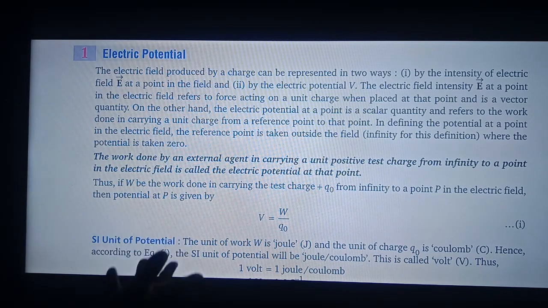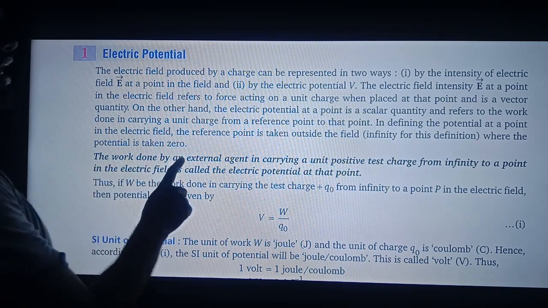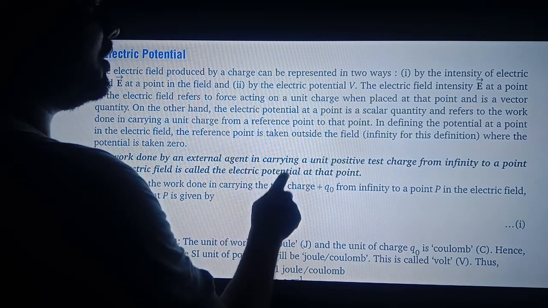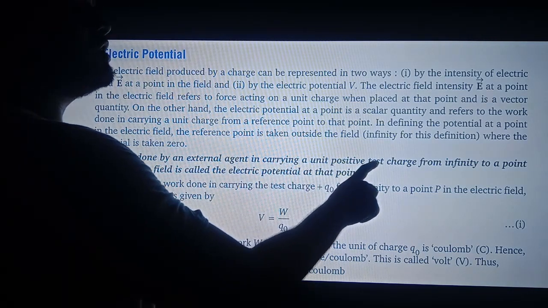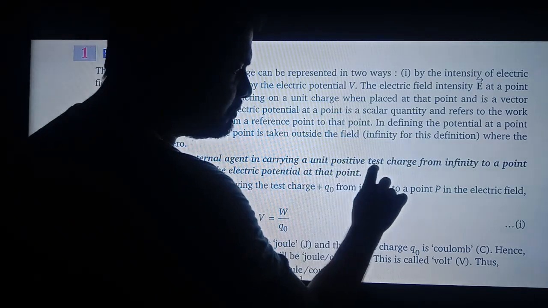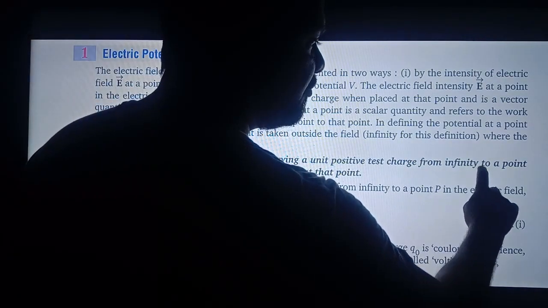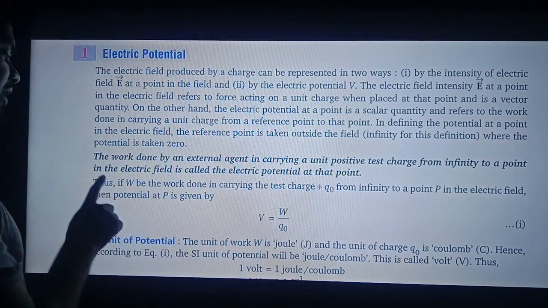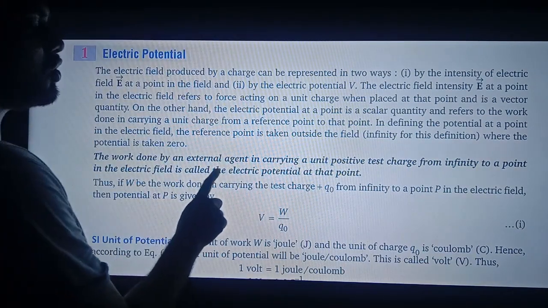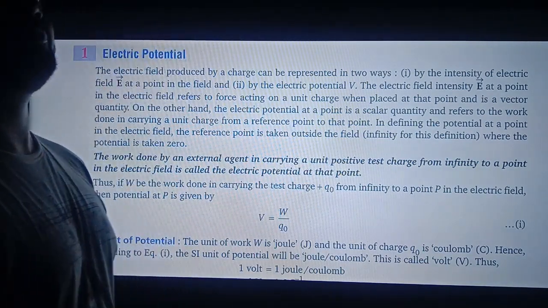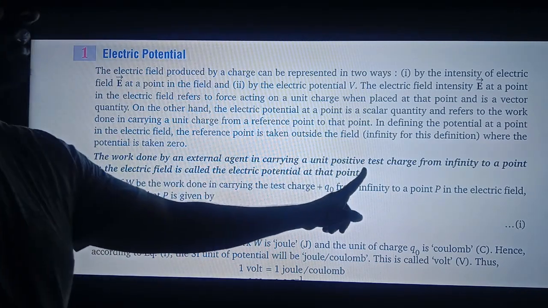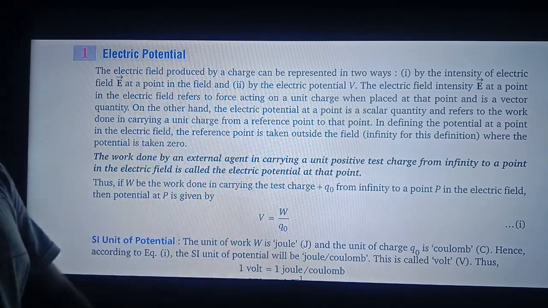So what is electric potential due to a point charge? The work done by an external agent in carrying a unit positive test charge, underline unit positive test charge, from infinite, underline, from infinite to a point in the electric field is called electric potential at that point. So learn this definition and write this equation.